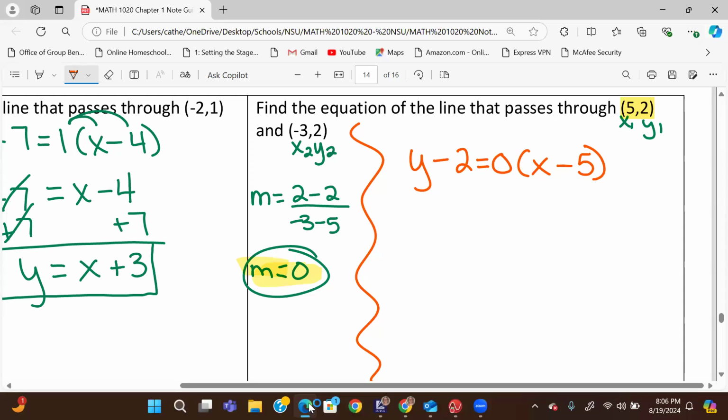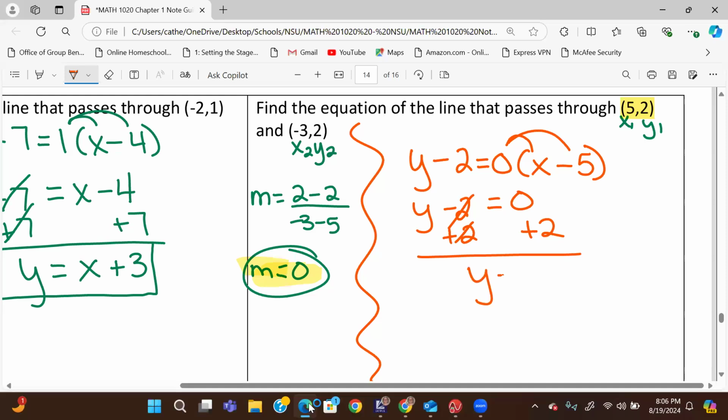I'm looking for double negatives. I don't see any. So then I'm going to go on to distributing the 0 to everything on the right. Anything times 0 is 0. Still need to get y by itself, so I need to move the 2. I'm going to do the opposite. I'm going to add it to both sides. Those cancel out, and y is equal to positive 2.